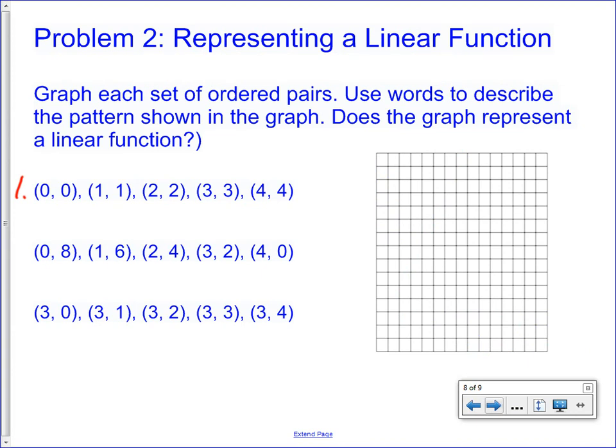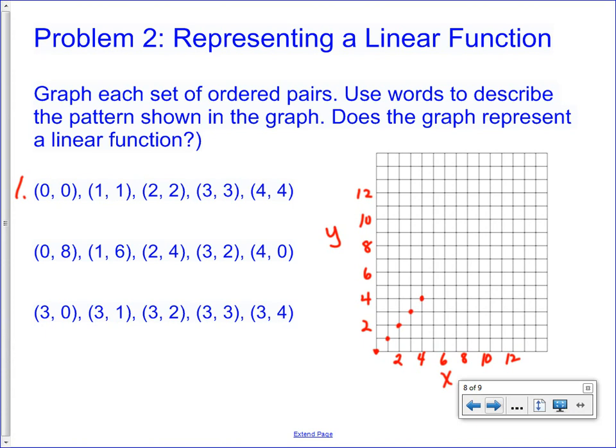I'm just going to label my axes X and Y. 0, 0 would be right here. Again, we're going to use basically a similar scale to what we did on the previous problem, although we could spread them out a little bit more if we wanted to. All right, so here we have 0, 0, 1, 1, 2, 2, 3, 3, 4, 4.